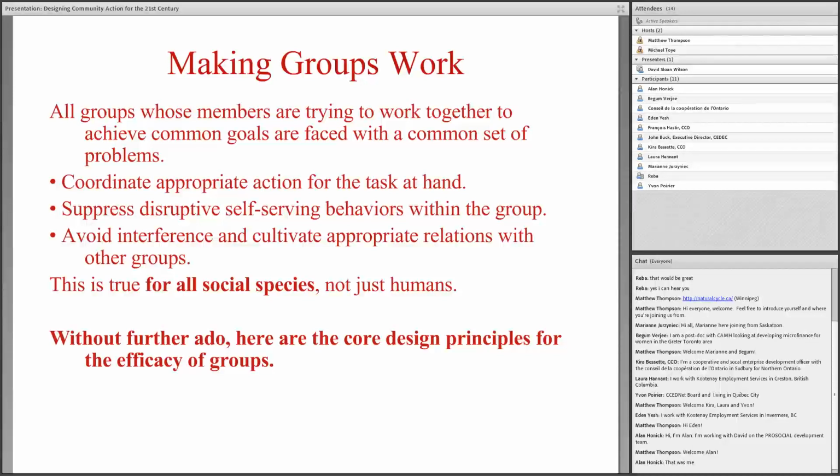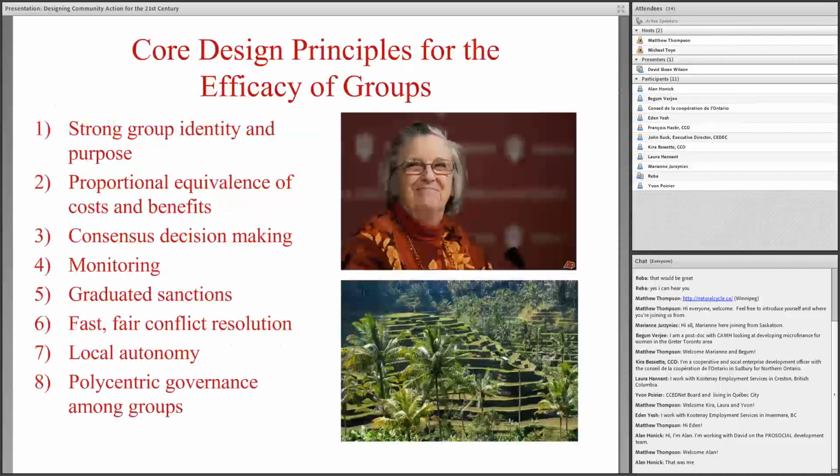This is very, very useful information. But on the other hand, you won't be surprised, because these principles, as I will get to, are in fact very intuitive. Very important and very intuitive. So here we go. Number one, the groups that work have a strong identity and sense of purpose. If you don't know what your group is, who's in it, and what it's supposed to do, your group is unlikely to work very well.